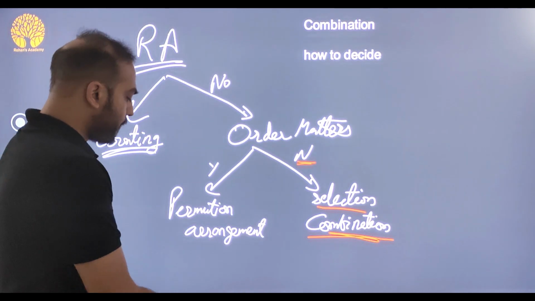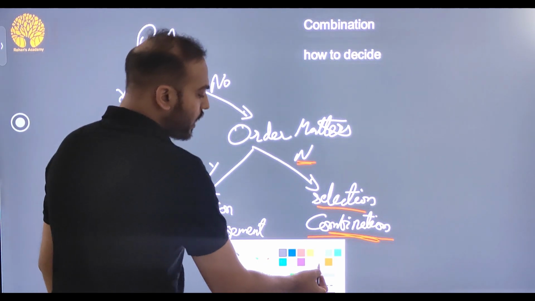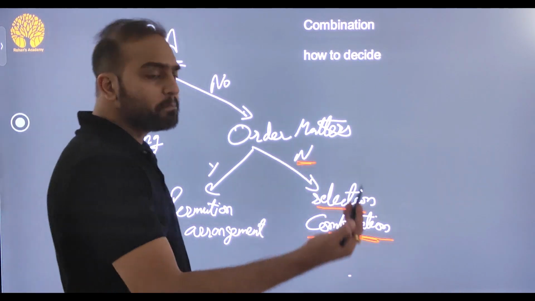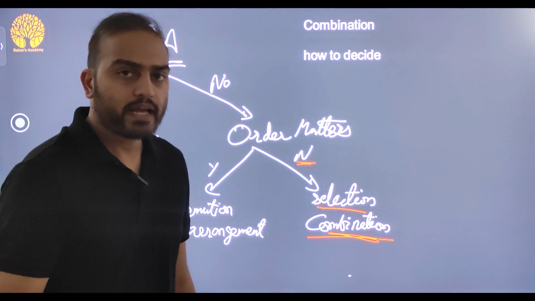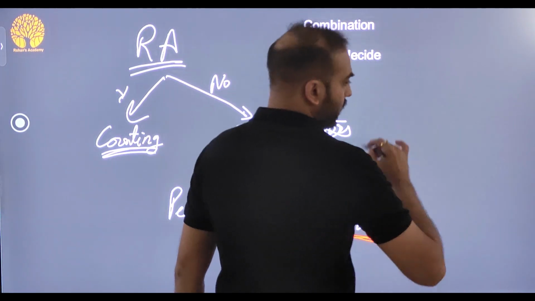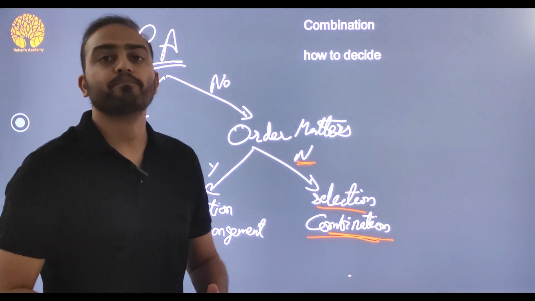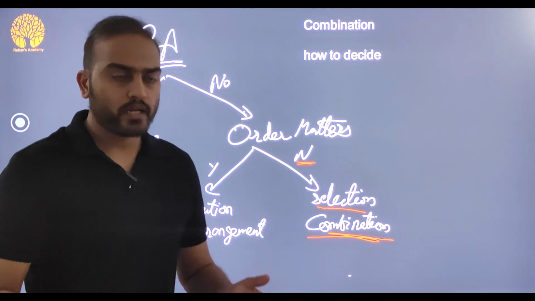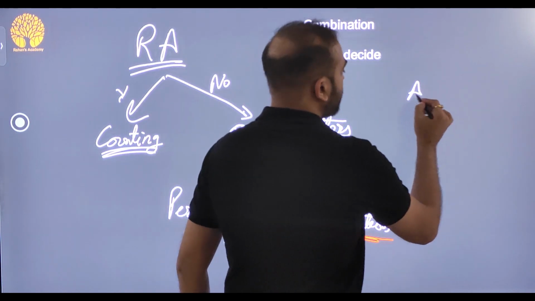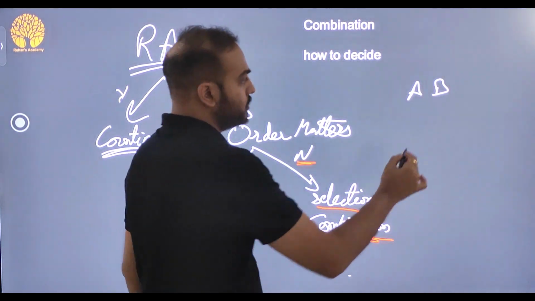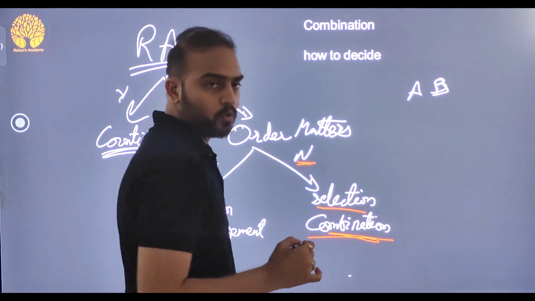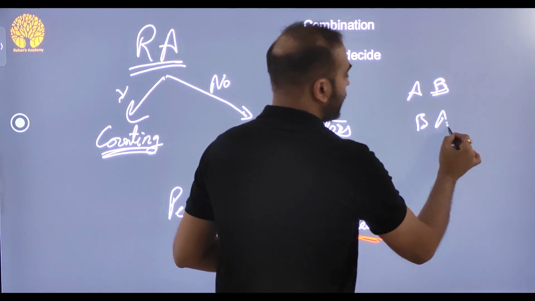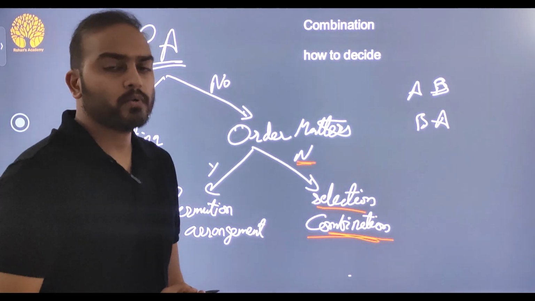Now the question again is, how do I decide whether order matters or not? Simple, as I told you previously as well, take a case. Say for example we have 6 students and I want to make a team of 2. I say that A and B is team number 1. Now if I interchange the two values and I write BA, does it give me a new team?